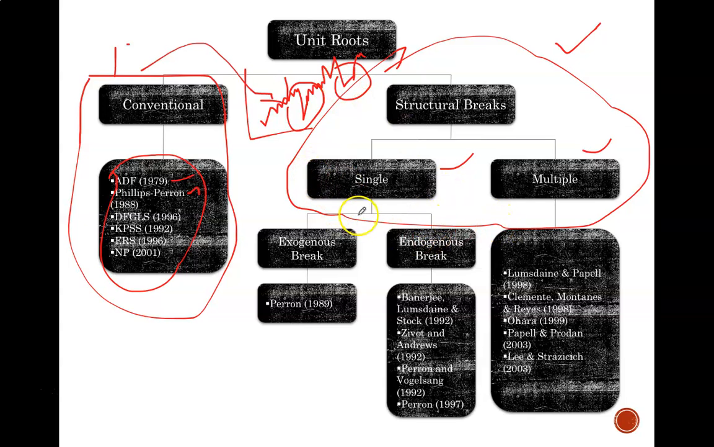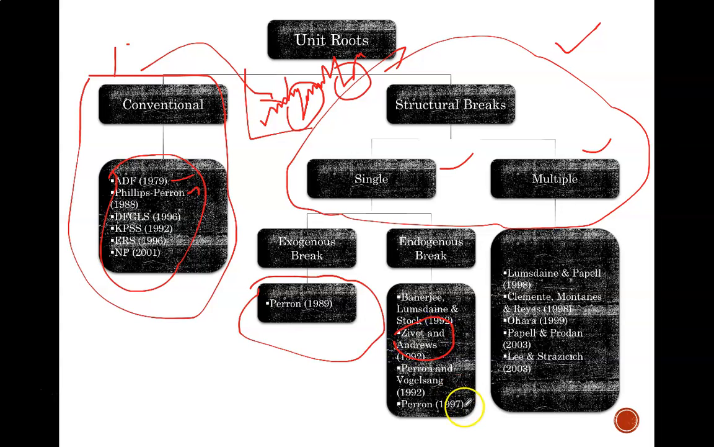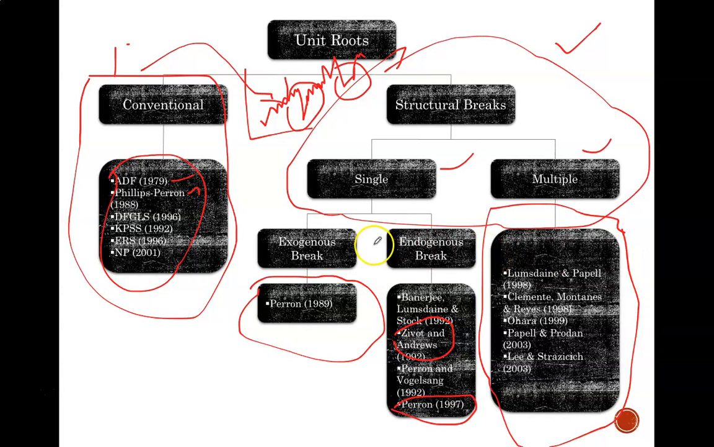The single one is available, I think. This Perron here is available in eViews. Zivot-Andrews here for endogenous is available in eViews also. And Perron 97, if I'm not mistaken, is also available in eViews. The multiple one, as I understand, I might be wrong here, maybe eViews 12. All of these are not available in eViews yet.